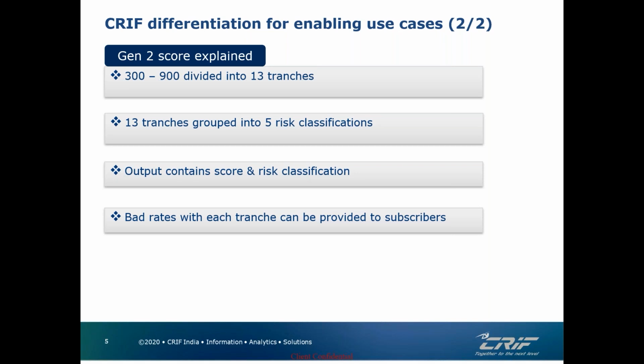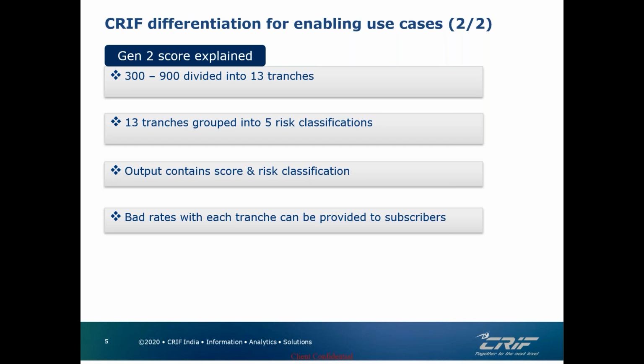These 13 tranches are grouped into 5 risk classifications. The risk classification essentially tells you, it converts the tranche into a very low risk, a low risk, a medium risk, a high risk, or a very high risk.